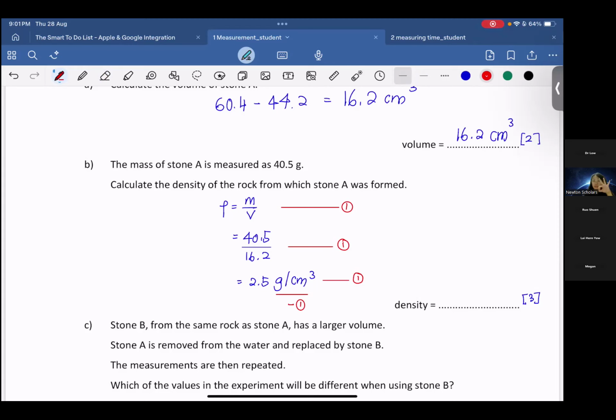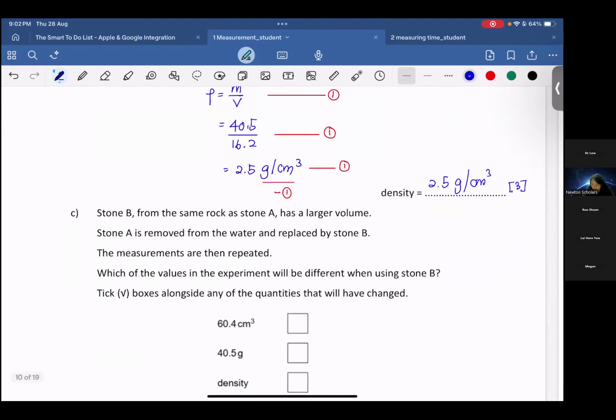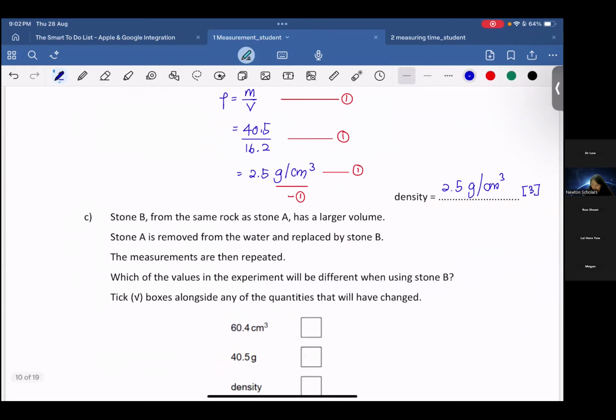But if 3 marks, and you write 2.5 without the unit, they can deduct the last mark. They didn't give you the unit in the column here, so we must write 2.5 gram per cm cube. For this question, they can give 3 to 4 marks. So remember: formula, substitution, final answer with unit.